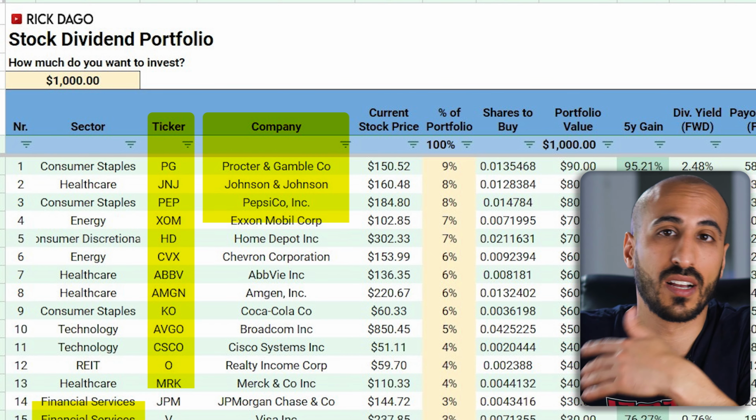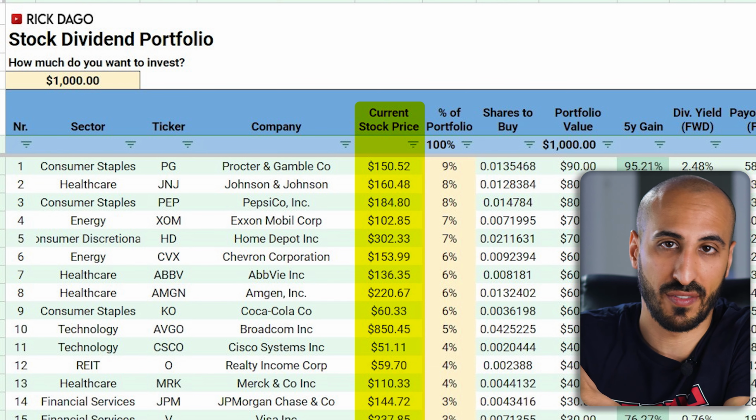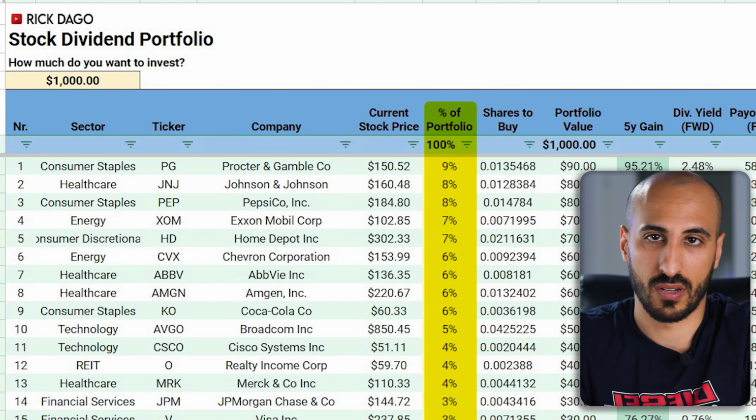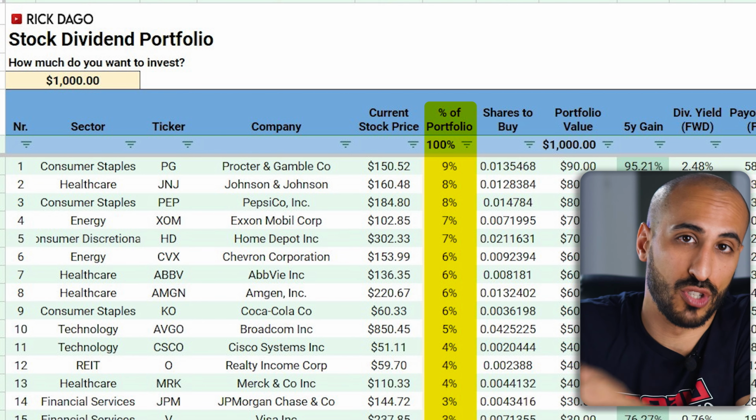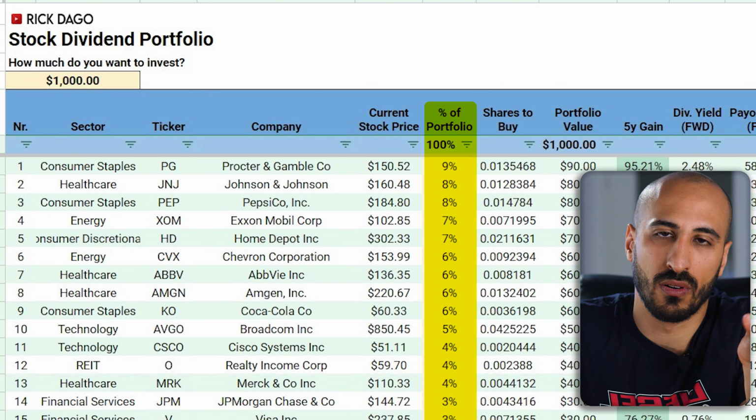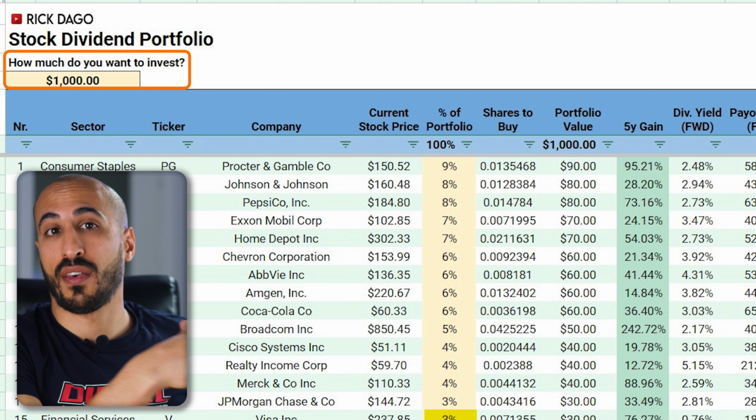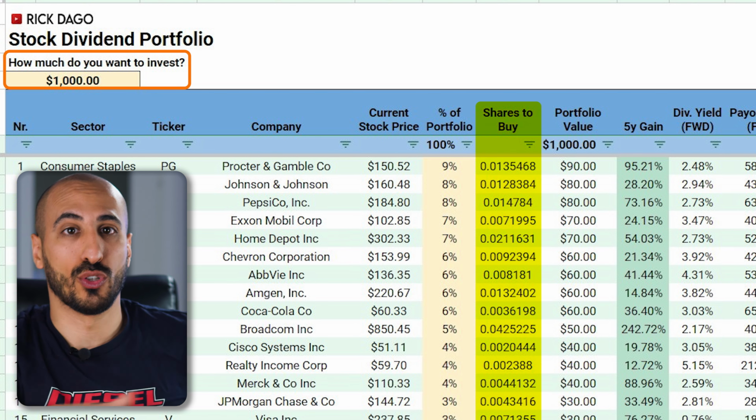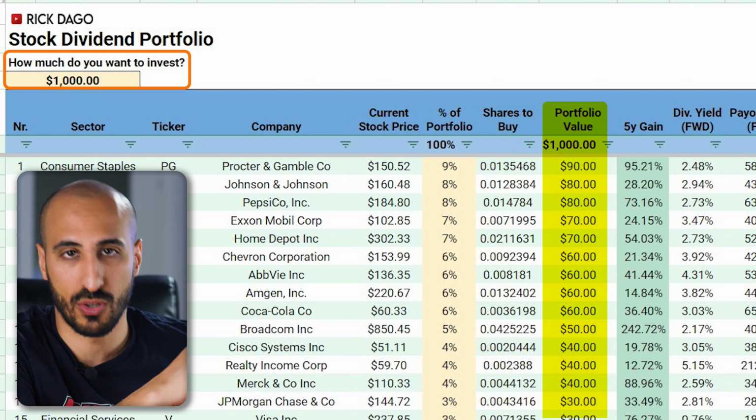Then you find ticker, company name, current stock price that, by the way, gets updated automatically in the file. And here you have a percentage of the portfolio that I assigned to each stock. So I decided the weight of each stock based on my analysis, but of course, you're free to change it as you like, or even set it to 0 if you don't want a stock. Based on the value that you want to invest, for example, here I wrote $1,000, in this column it calculates the amount of shares that you need to buy in order to own that percentage. And then you get the portfolio value that you're gonna have.